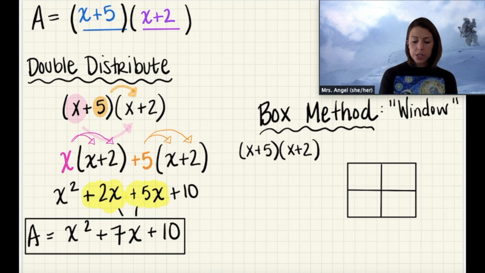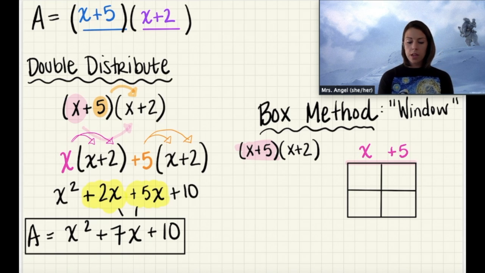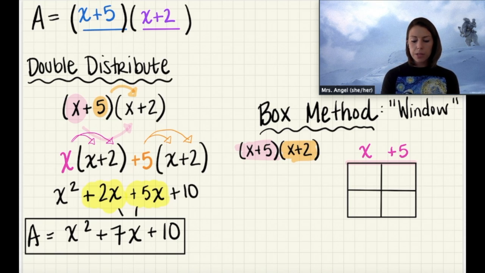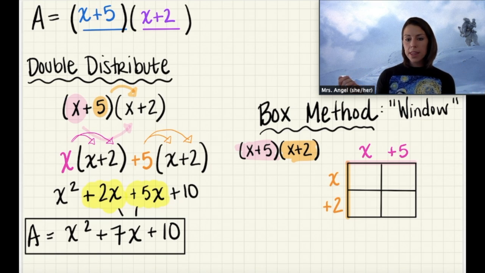So what we're going to do is take one of the binomials, let's say x plus 5, and we're going to write that along the top of the window. Put x in the first frame and plus 5 in the second frame. Then we're going to take the second binomial, x plus 2, and we're going to put it along the side of the window. x plus 2.